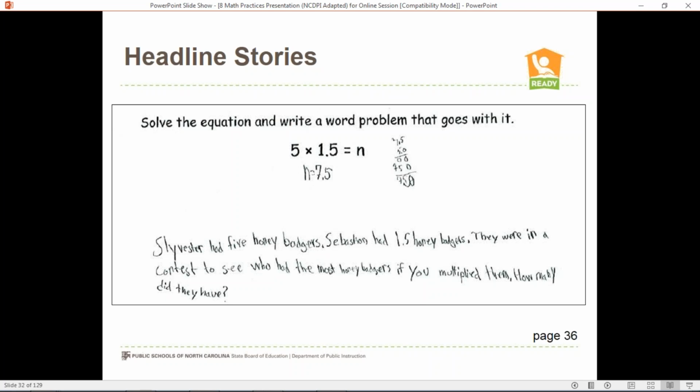Okay, that would be good, right? That would say, okay, looks good. Looks like the student understands how to do this multiplication, and maybe we all agree, okay, it looks good. And then we ask them to write a story problem that goes with it. And he writes, Sylvester has 5 honey badgers. Sebastian had 1.5 honey badgers. They were in a contest to see who had the most honey badgers. If you multiplied them, how many did they have?